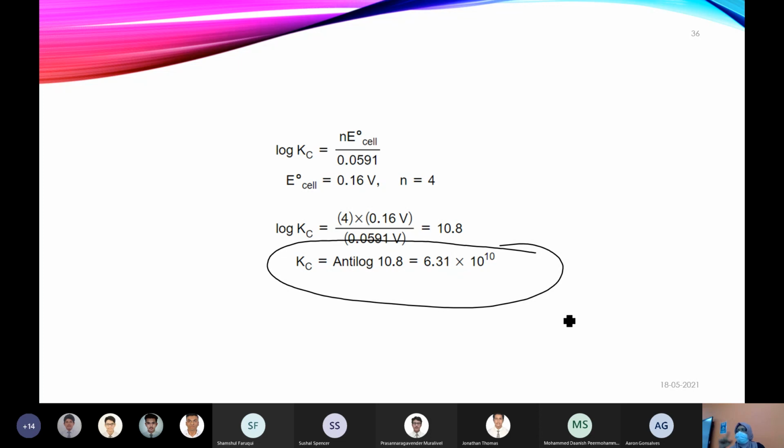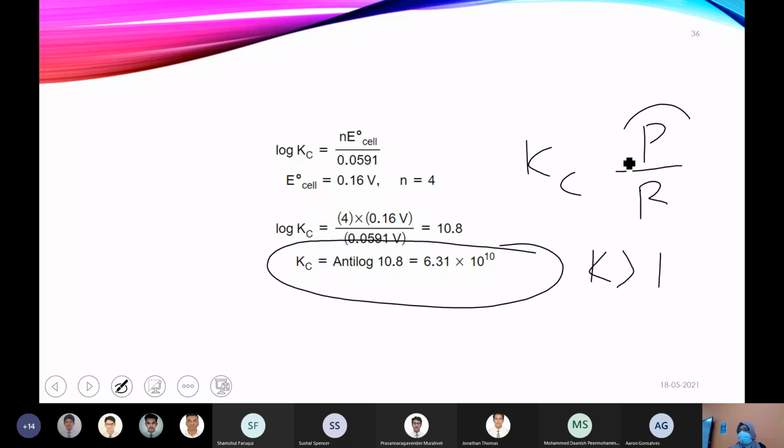If Kc is greater than 1: Kc usually means product concentration by reactant concentration. So Kc greater than 1 means the numerator is big, that means the forward reaction is happening more, right? So that is another assumption you can make out of the Kc value.